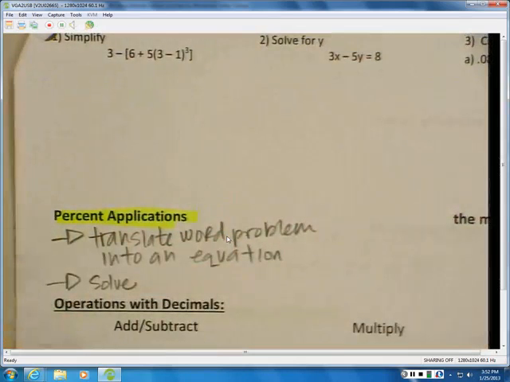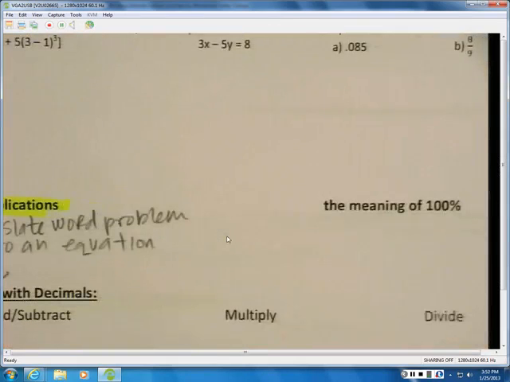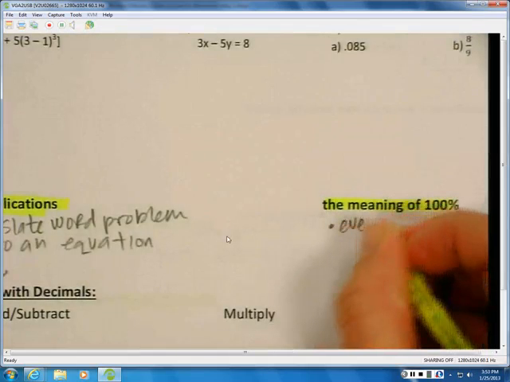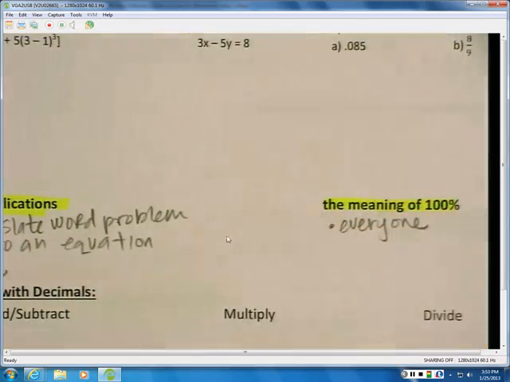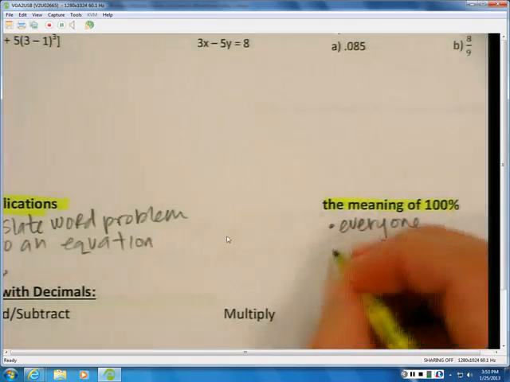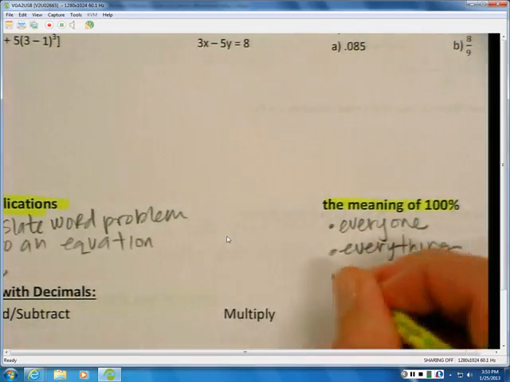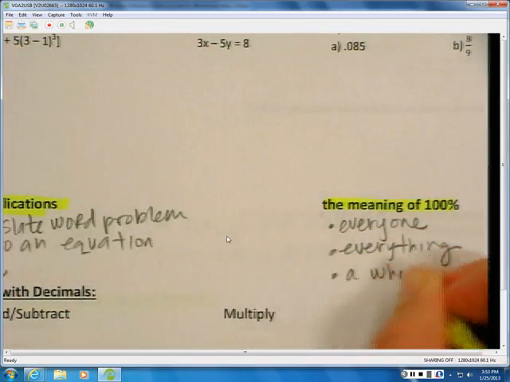But before we actually get into the word problems, I want to talk about what 100% means. If we think of 100% of the students, we're talking about everyone, right? 100% basically represents the whole, or everything, or everyone. It represents everything in question, right? Everyone, everything, a whole.